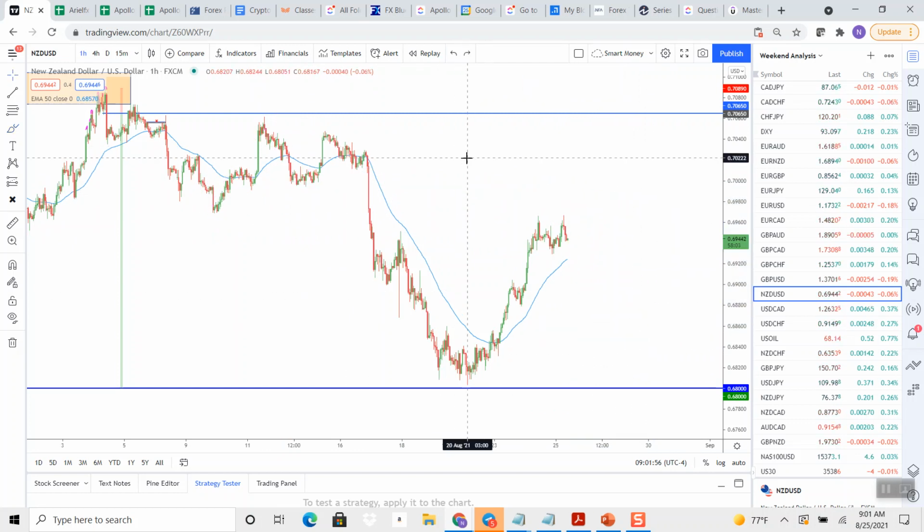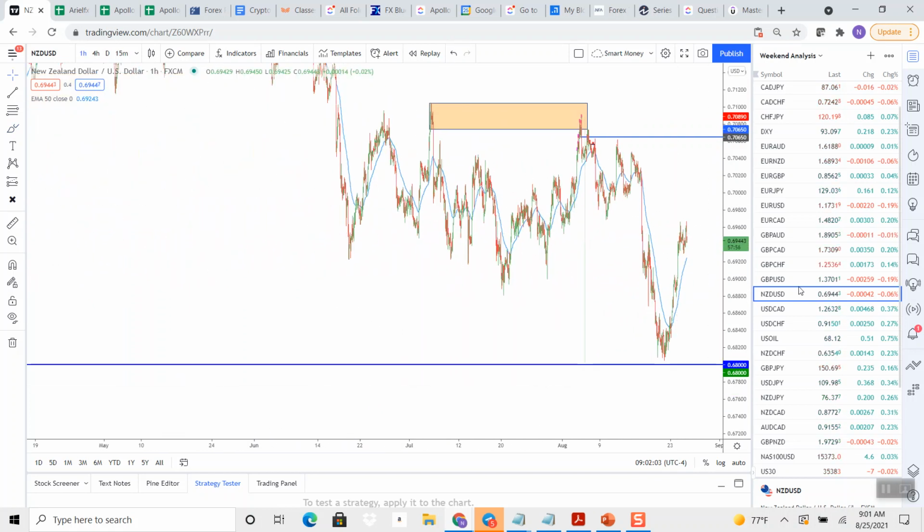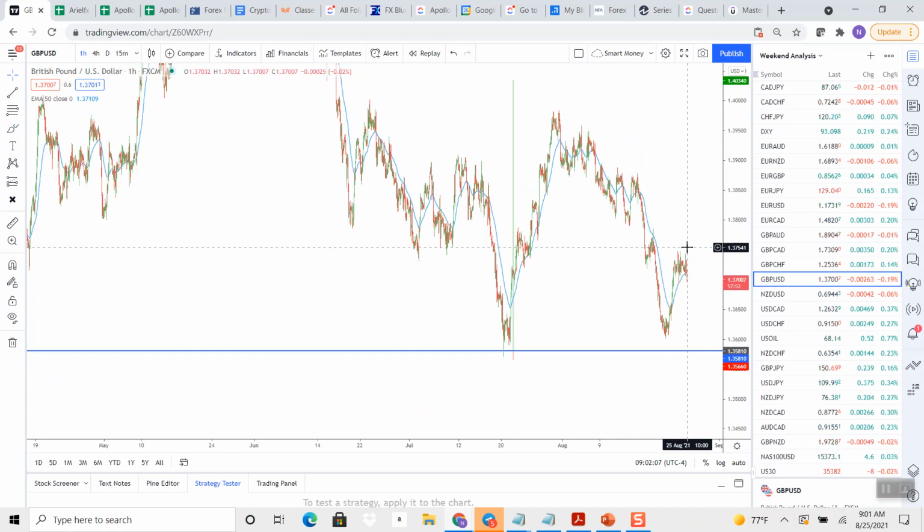Both of those trades that we took here were sent to VIP, and we made a huge bag from them. Next one I'm going to go over is GBPUSD. GBPUSD now, before I get into this, this was not our normal smart money concept type of trade.